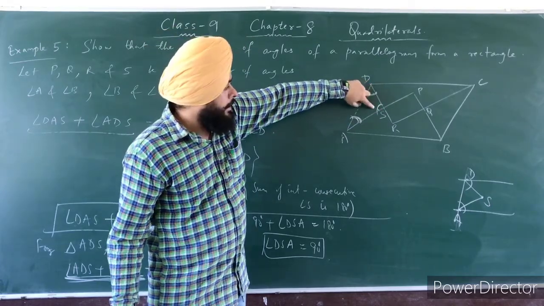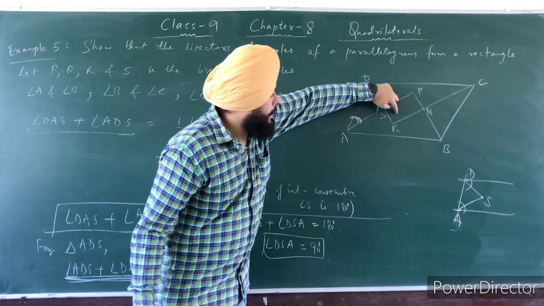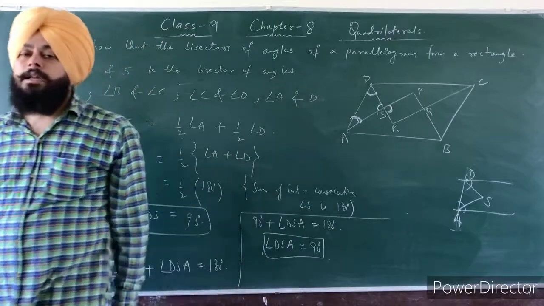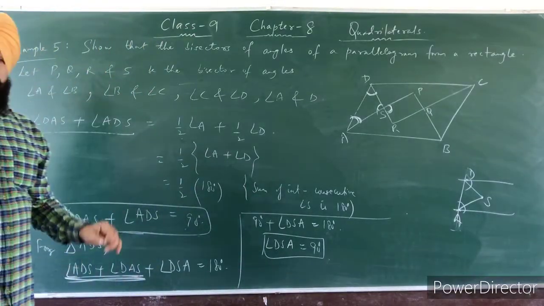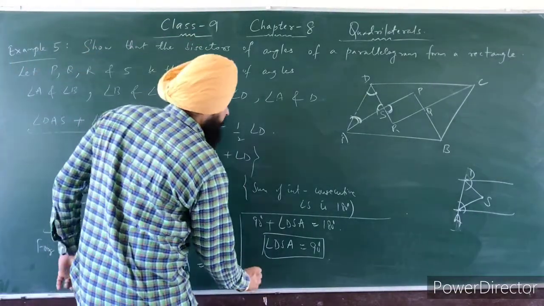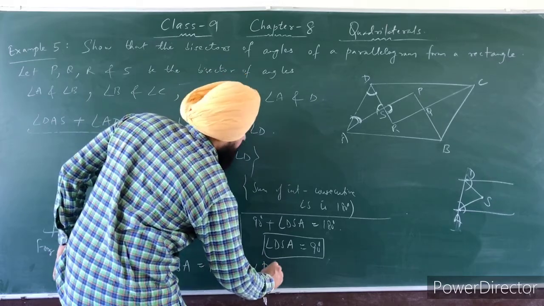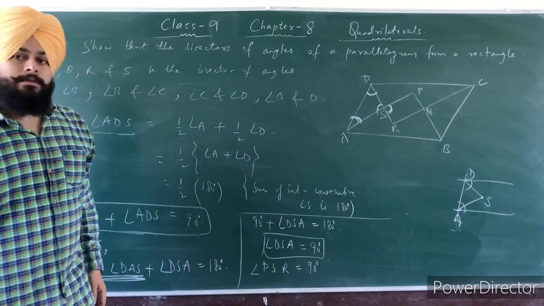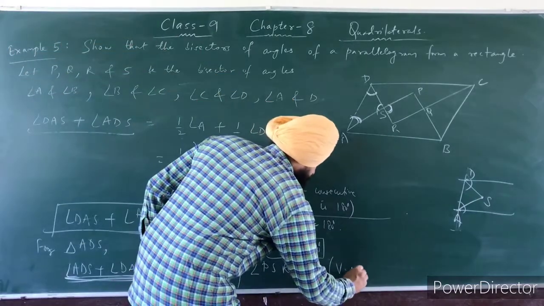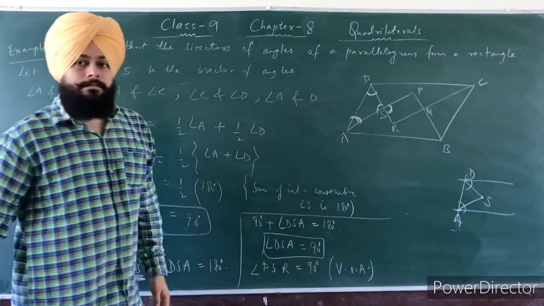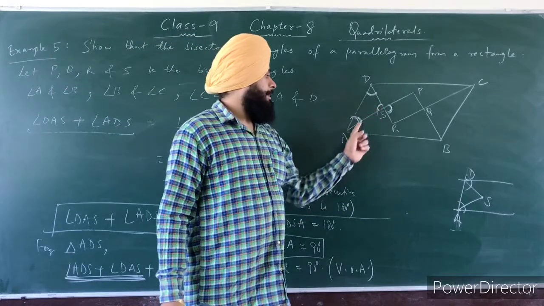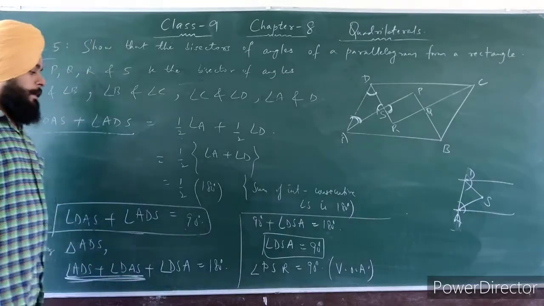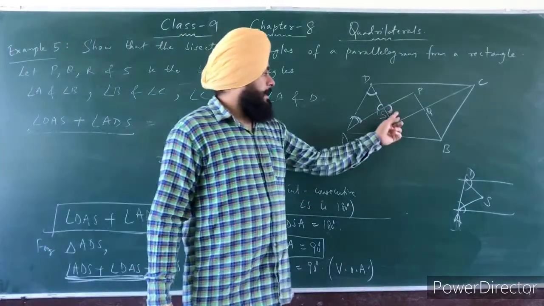If this is 90 degree, then the angle vertically opposite to this angle is this one. So it is again of measure 90 degree. So the reason is vertically opposite angles. You can write here angle PSR is equal to 90 degree. The reason is vertically opposite angles, because angle DSA is equal to angle PSR. Clear, students? So this angle is of measure 90 degree.